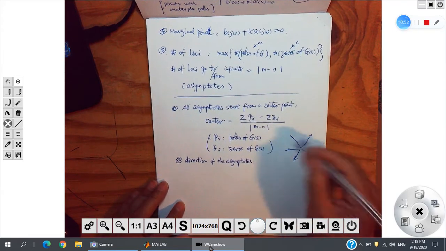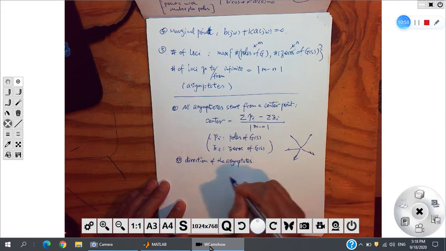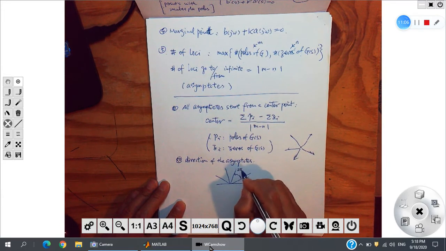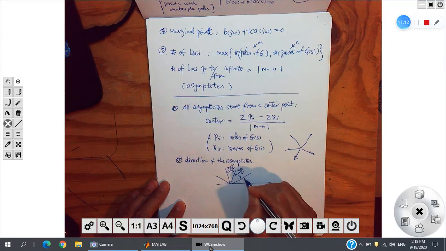Totally around is 2 pi, so it is 2 pi over n. It will look like this. Here is 2 pi over n, and the first one here is half of 2 pi over n, so it's pi over n.